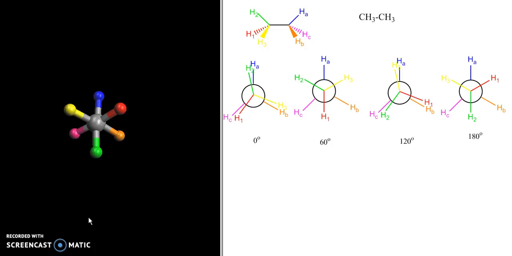Let's talk a little bit about the energy of these conformations. And what you have probably discussed before is that the eclipsed is higher in energy than the staggered.